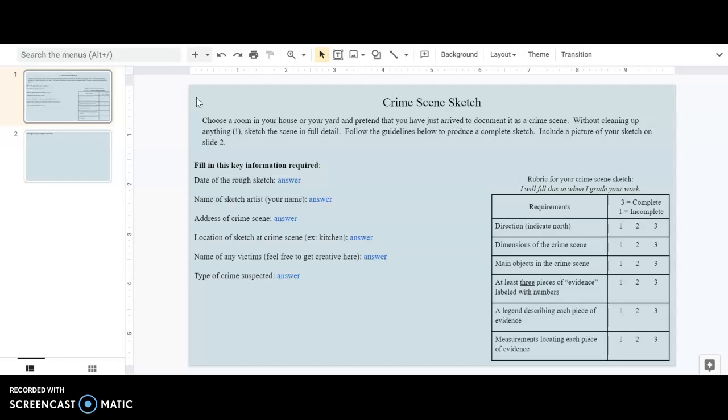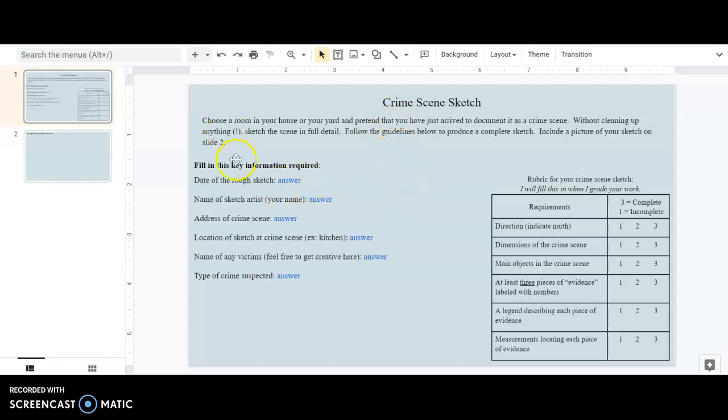In this assignment, you are going to practice the skills that you learned in 1.2 to sketch a crime scene. Now, this is obviously not a real crime scene. This is going to be a fake crime scene, and you don't even need to create a specific crime scene, but more so you need to find a room or a space that you are going to sketch. So this could be a room in your house or a yard or any outdoor space, totally up to you. And you're going to pretend that you just arrived to document it as a crime scene. So don't move anything, leave it all as it is, and follow the guidelines below to create that sketch.